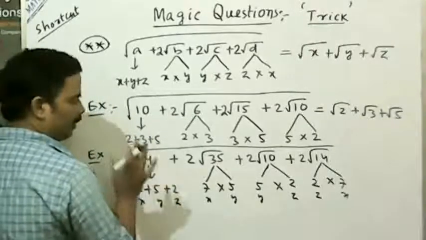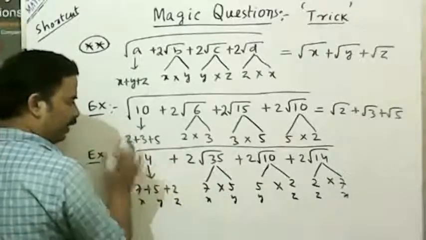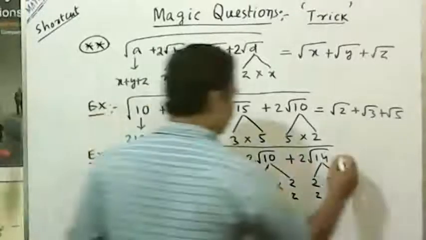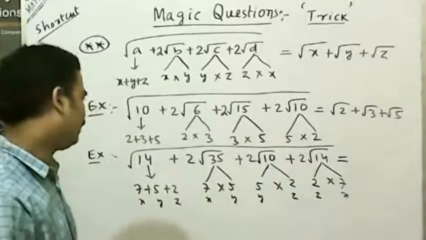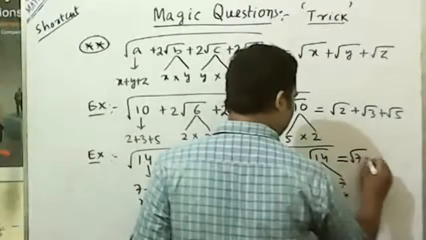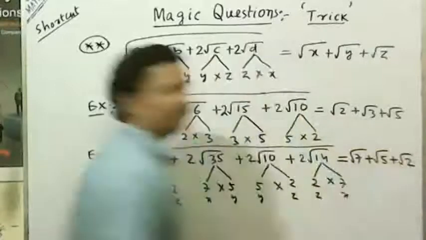It needs to be 14, and it is 14. If the value is 14, then what result comes according to the formula? The result is √7, √5, √2.